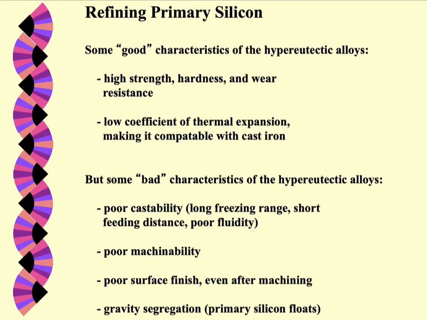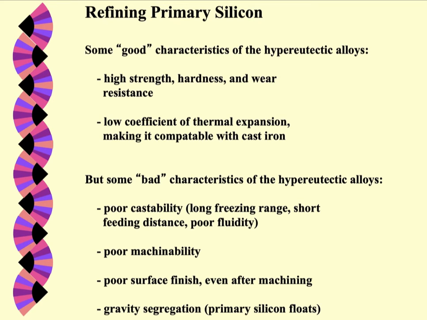Okay, a few more slides here. So how do we refine the primary silicon? This slide is talking about hypereutectic alloys and why they're good or bad or whatever. Okay, so some things that are good about hypereutectic alloys: high strength, hardness, and wear resistance. Low coefficient of thermal expansion. Like I said, it's compatible with cast irons.